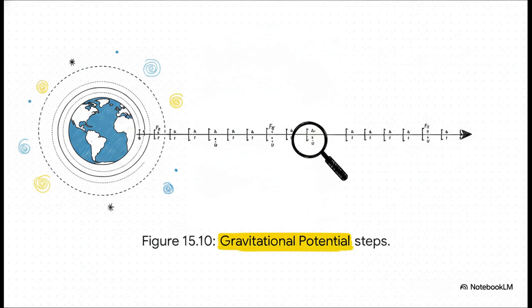So to solve this, physicists kind of have to rethink the whole journey. Instead of calculating the entire trip all at once, we slice the distance from the Earth all the way out to infinity into these tiny, discrete intervals. They're labeled here as delta R. We make these steps so incredibly small that the force of gravity within each individual segment remains, for all intents and purposes, completely constant. It's like slicing up a giant puzzle.